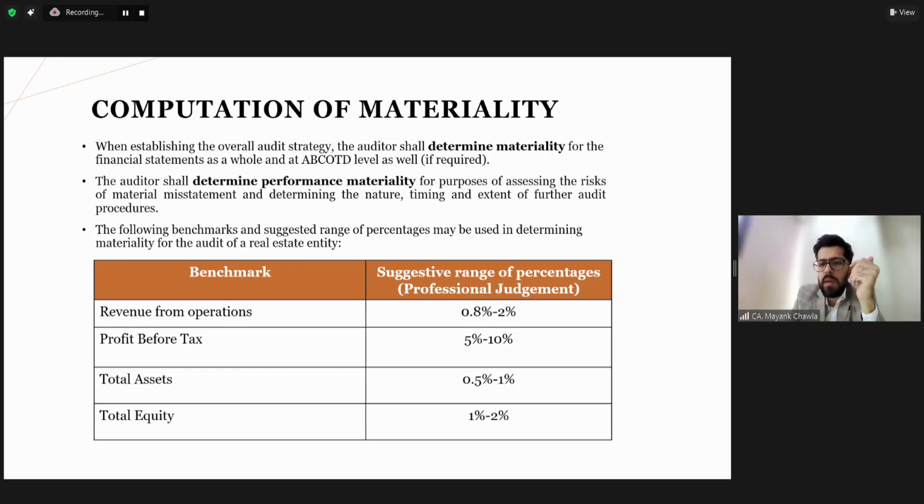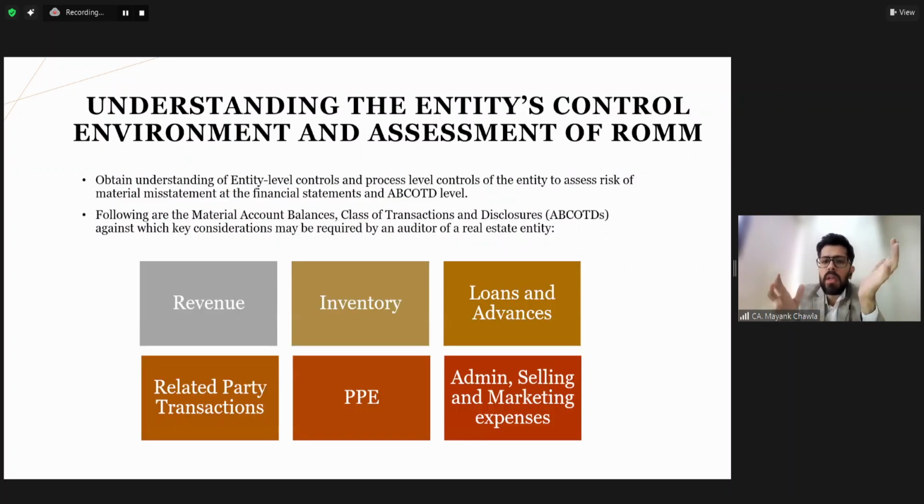Once the materiality is computed, we move forward and understand the internal controls surrounding the material account balances, classes of transaction, and disclosures. When we talk about controls, it involves a whole plethora of things, which primarily include entity level controls. Why are entity level controls important? Because we have to understand what kind of control environment the organization has. By control environment, we mean the tolerance level of the management.